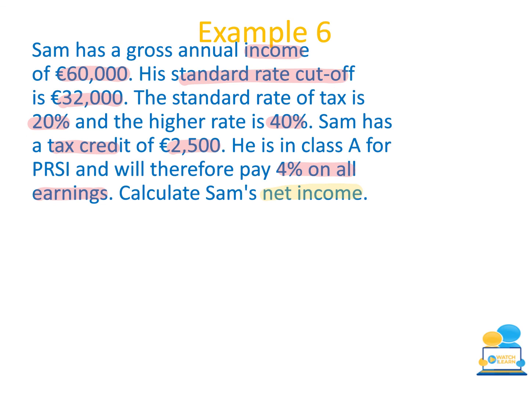So when completing this question, I would work out the income tax first, find out what his gross tax is, take away his tax credits, and then get his tax payable. And that would be his first deduction coming from income tax. And then I would worry about the PRSI after that and find out how much PRSI he has to pay. And that would be a second deduction from his gross income. Once you take those two deductions away, because they're the only deductions we have in this question, that will give you Sam's net income. So working with the income tax first, we know that he has a standard rate of 20% tax that he has to pay, and that goes up until the standard rate cut-off, which is 32,000.